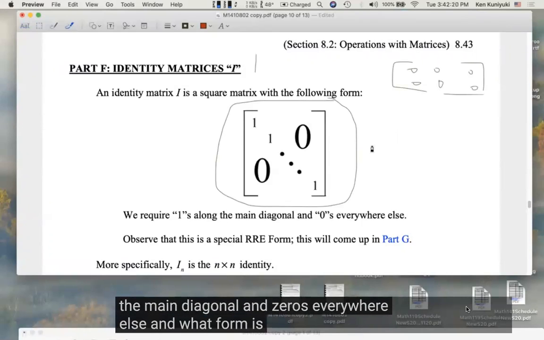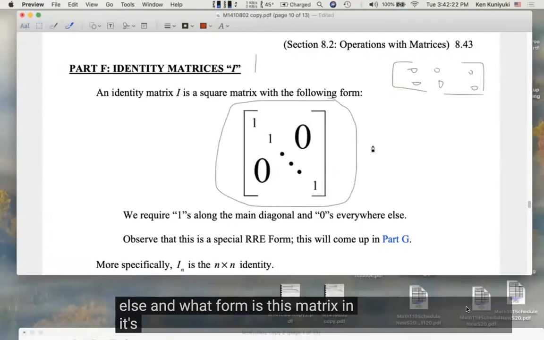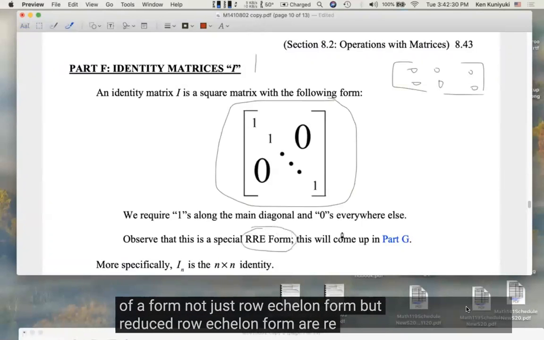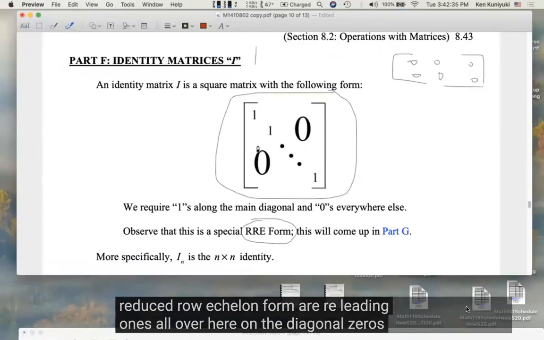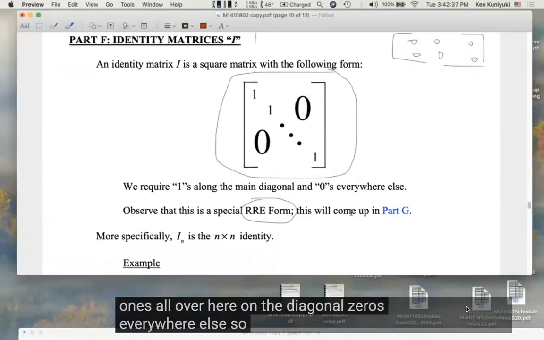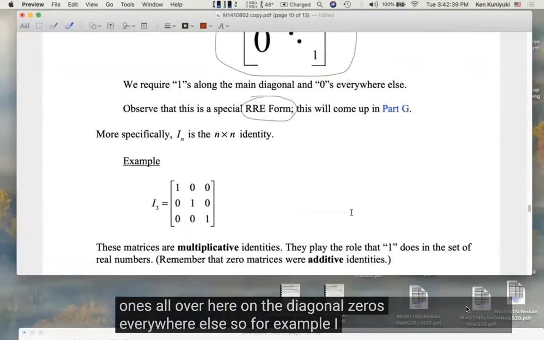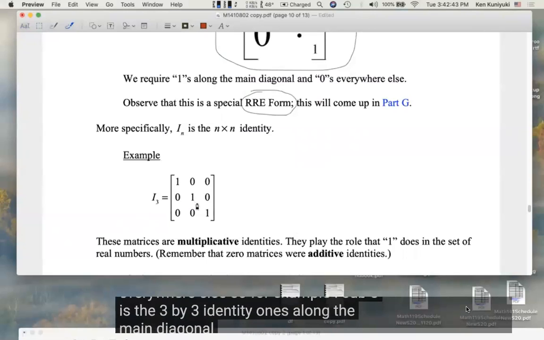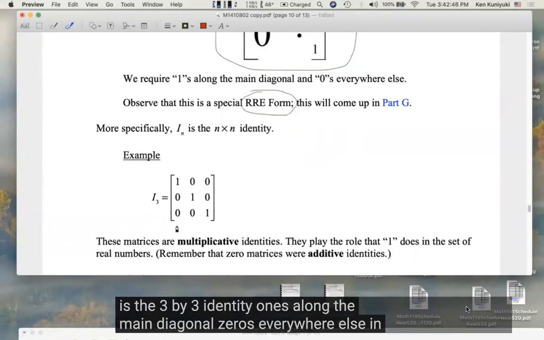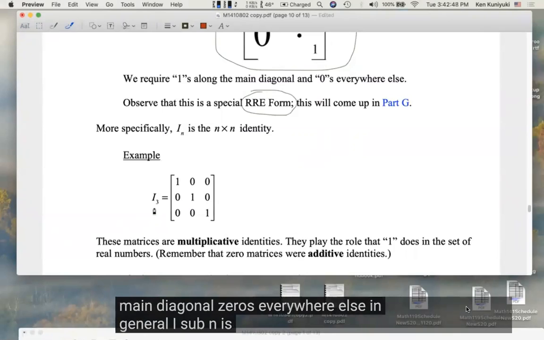And what form is this matrix in? It's a really great example of what kind of a form. Not just row echelon form, but reduced row echelon form, RRE. Leading 1s all over here on the diagonal, 0s everywhere else. So for example, I sub 3 is the 3 by 3 identity, 1s along the main diagonal, 0s everywhere else. In general, I sub n is the n by n identity.